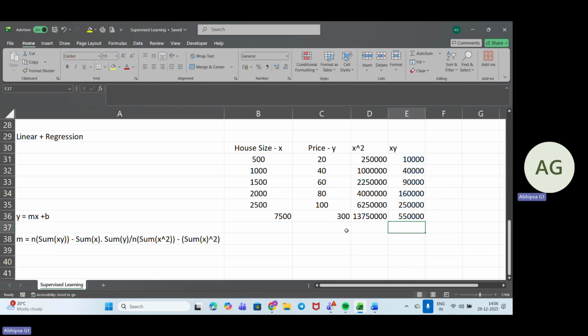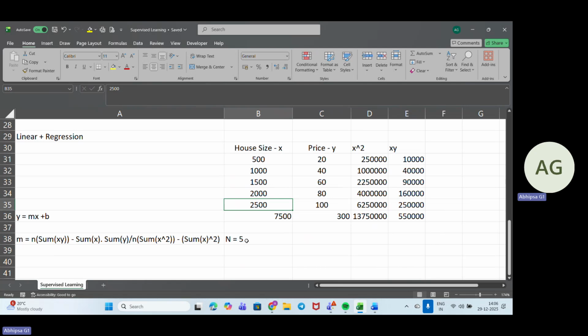Yes. So we have got all of the sum of x, sum of y, sum of x square, sum of xy. All of it we have done. And the value of n would be 5, right? Because here we are getting 5 values, like 1, 2, 3, 4, 5. So 5 input output pairs we are getting up here. So the value of n is 5.